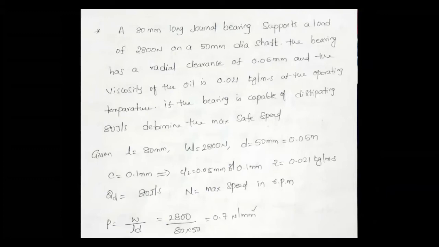An 80 mm long journal bearing supports a load of 2800 newtons on a 50 mm diameter shaft. The bearing has a radial clearance of 0.05 mm and the viscosity of the oil is 0.021 kg per meter second at the operating temperature. If the bearing is capable of dissipating 80 joules per second, determine the maximum safe speed.